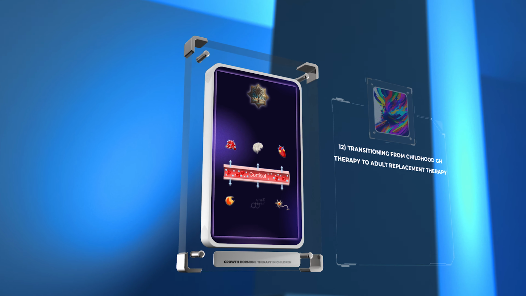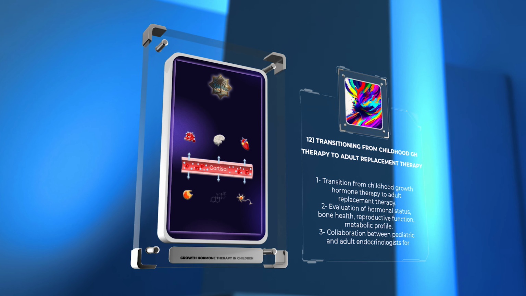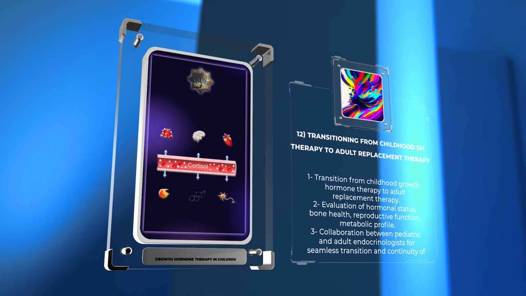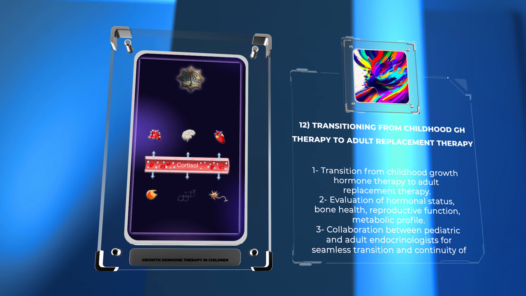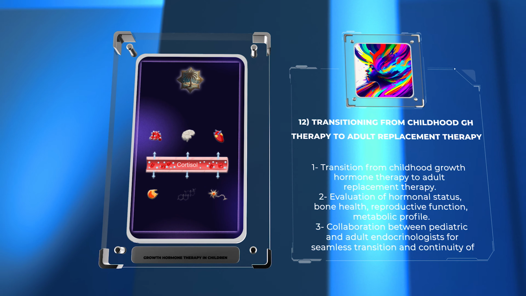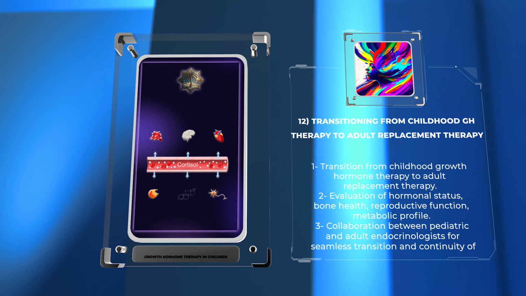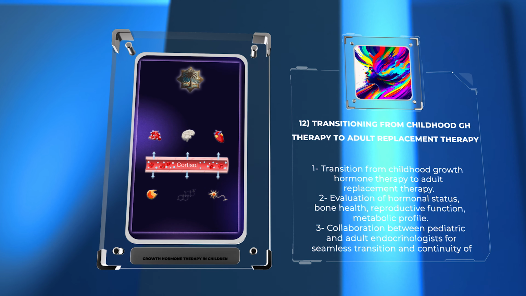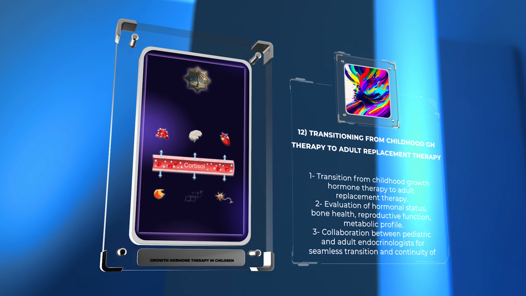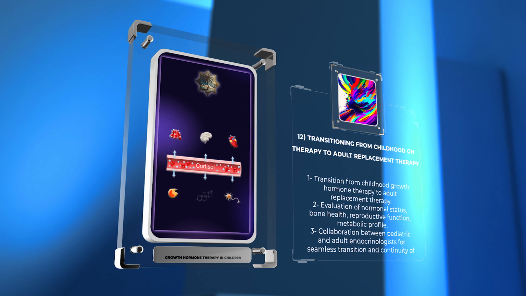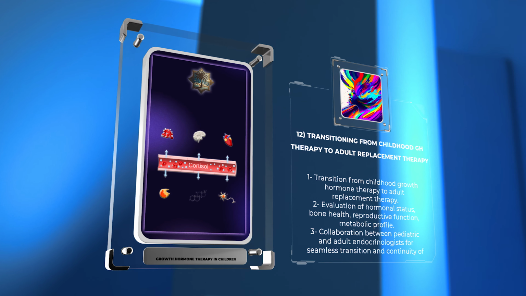As children with growth hormone deficiency enter adulthood, the focus of therapy shifts from promoting linear growth to addressing other aspects of endocrine health. Transitioning from childhood growth hormone therapy to adult replacement therapy involves careful evaluation of overall hormonal status, bone health, reproductive function, and metabolic profile. A collaborative approach between pediatric and adult endocrinologists ensures a seamless transition and continuity of care.